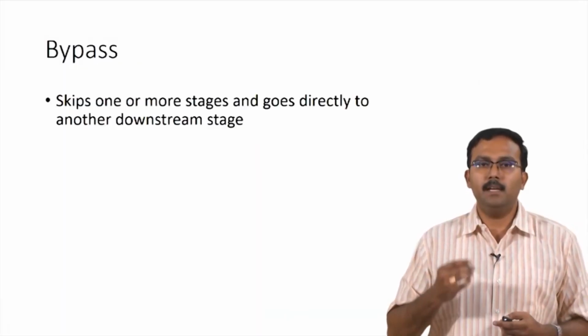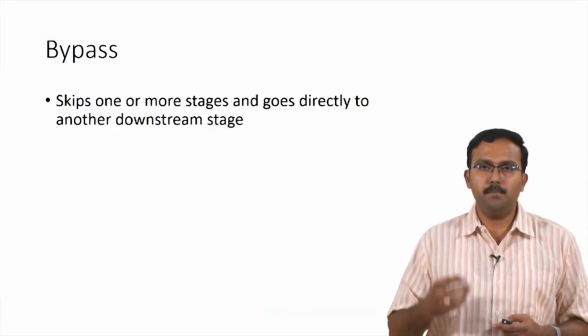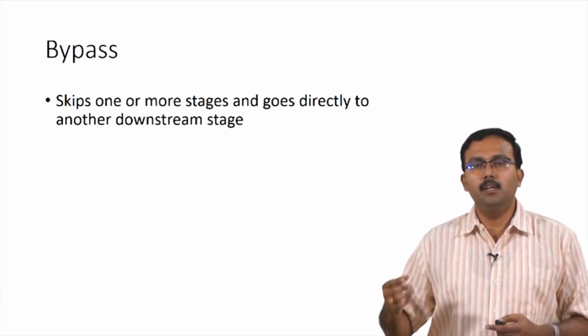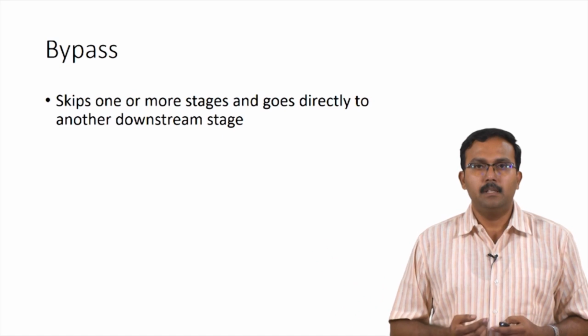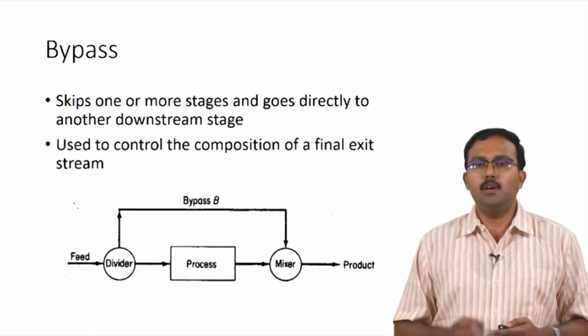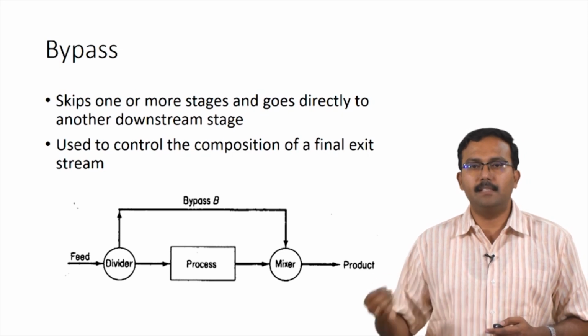The term is similar to what you would think of from a literary standpoint. Bypass is basically bypassing a process. Bypass is when you have a stream which skips one or more stages in a process and goes directly to a process down the line. This is primarily used to control the composition of a final exit stream.